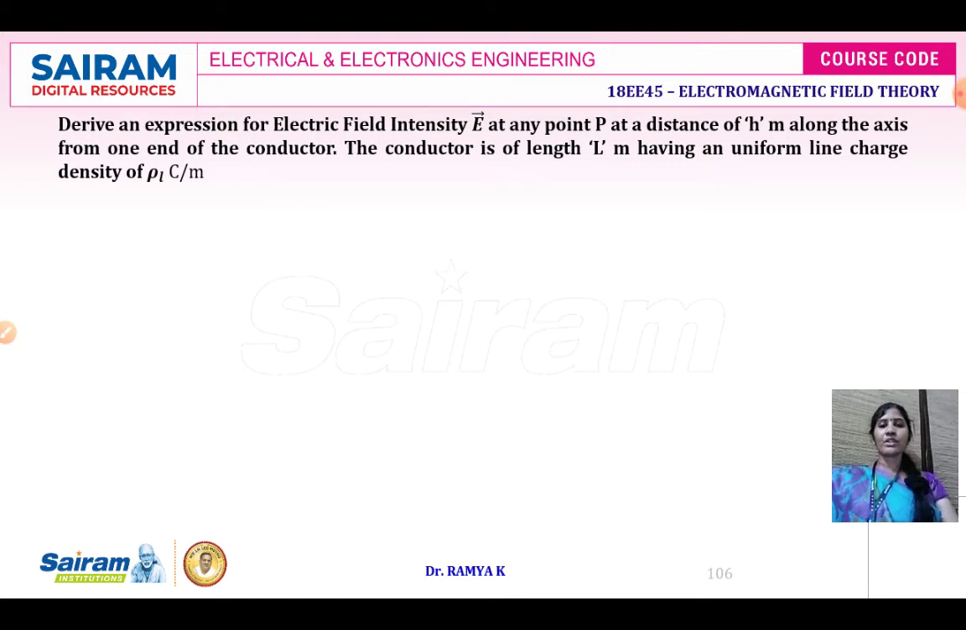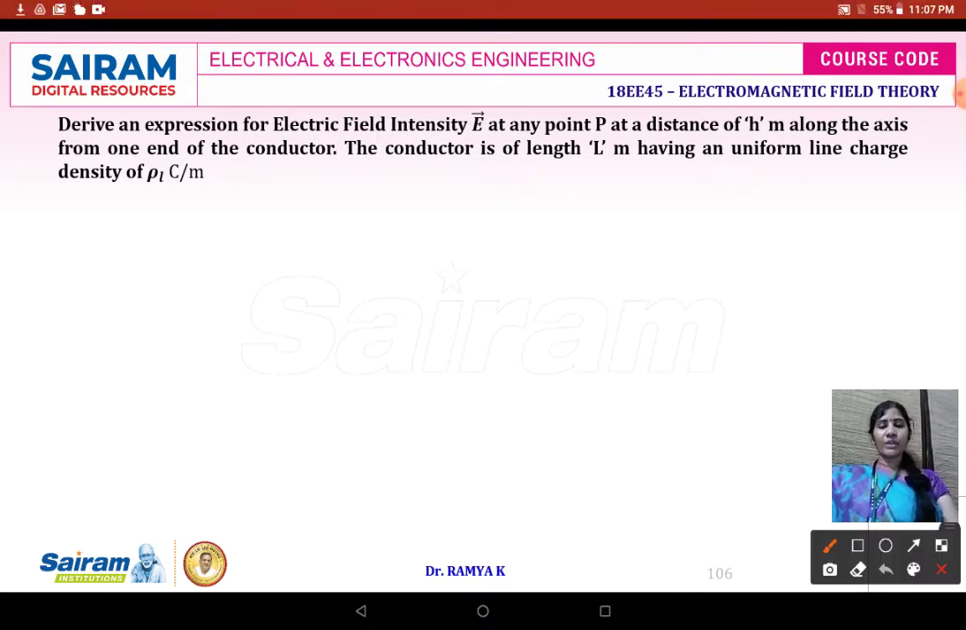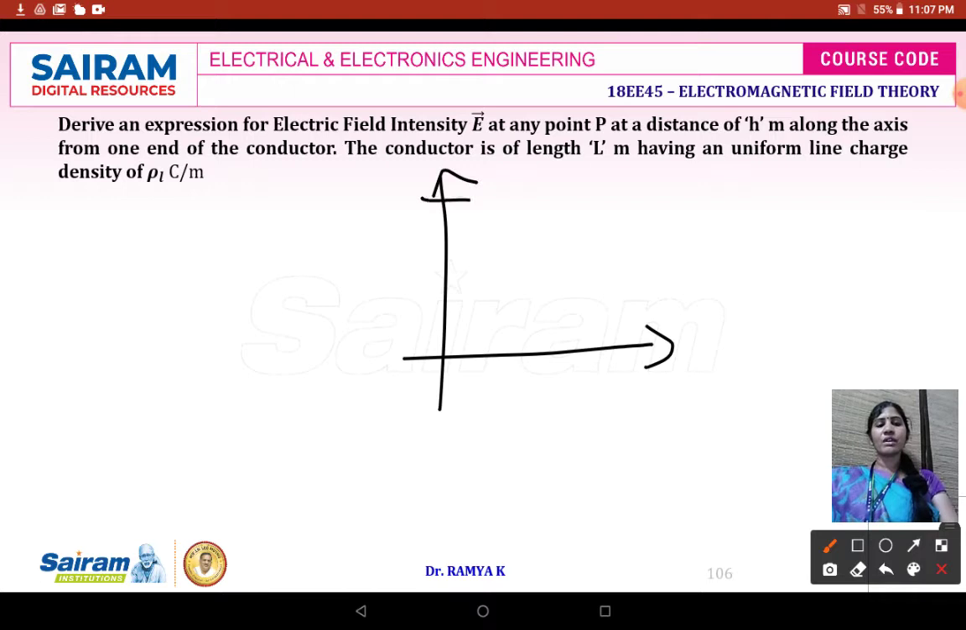So the question is to derive the electric field intensity at point P, at a distance of h meter along the axis from one end of the conductor. The difference between the previous problem and this problem is that in the previous problem the length of the conductor is available on your z axis. It is distributed with a uniform line charge density of rho L coulomb per meter.